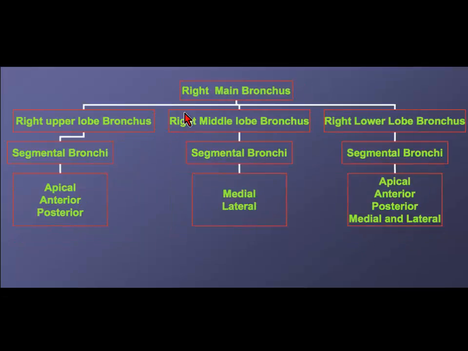Looking at the right main bronchus, it divides into the right upper lobe bronchus, right middle lobe bronchus and right lower lobe bronchus. The right upper lobe bronchus divides into segmental bronchi: apical, anterior and posterior. So this is the difference between the left and the right. The right has 3 and the left has 2, so the apico-posterior is combined on the left-hand side. The right middle lobe bronchus divides into medial and lateral, and the right lower lobe bronchus divides into apical, anterior, posterior, medial and lateral. So you've got 4.